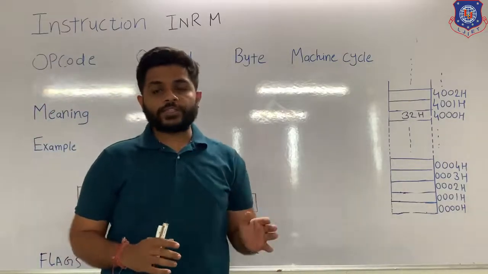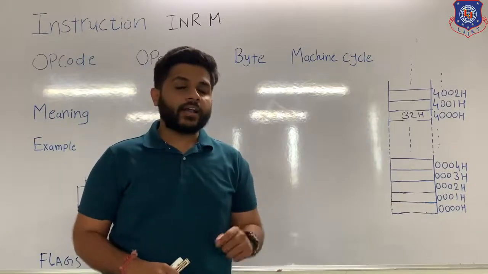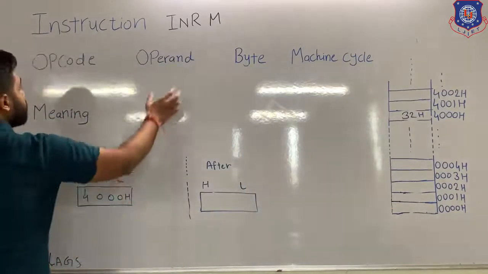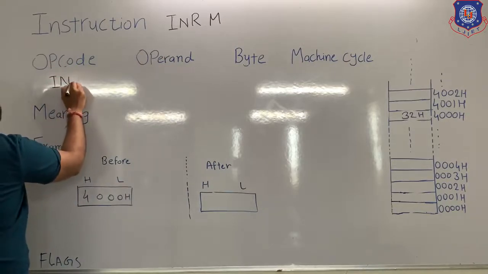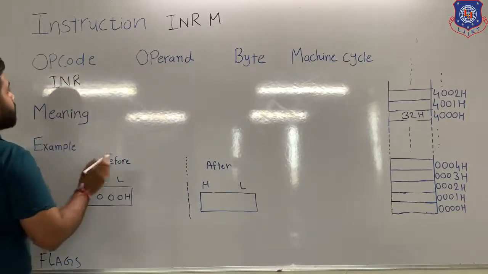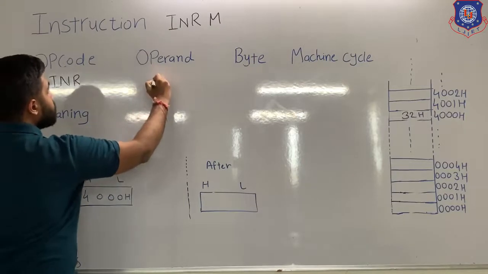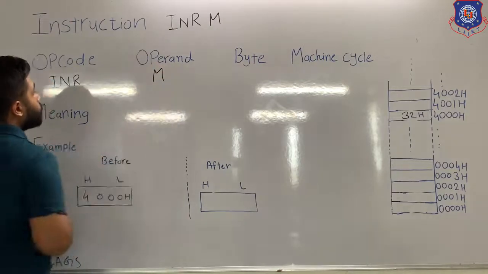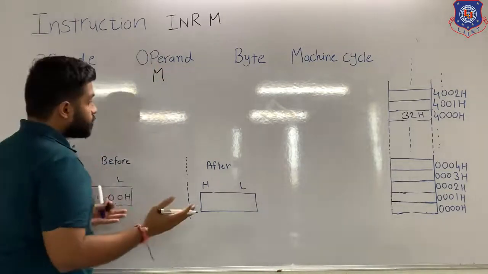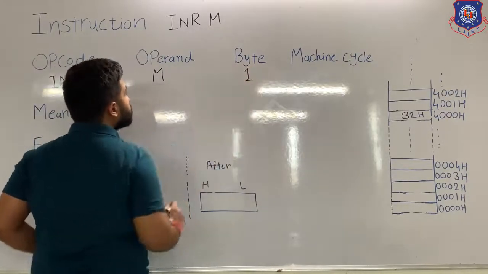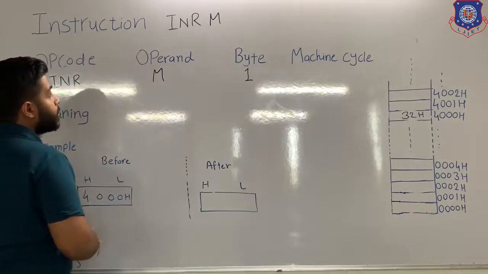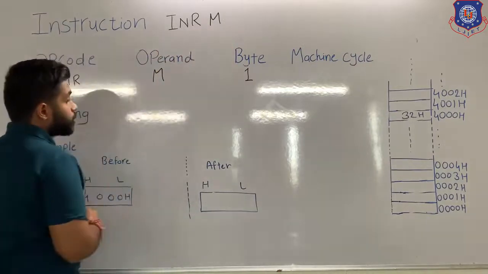Let's see the next instruction, that is INR M. The first part of the instruction is INR, which is also known as opcode. The remaining part of the instruction is M, that is known as operand. In this instruction, no data is present. It means this instruction is of only 1 byte. You can see no data in the instruction.